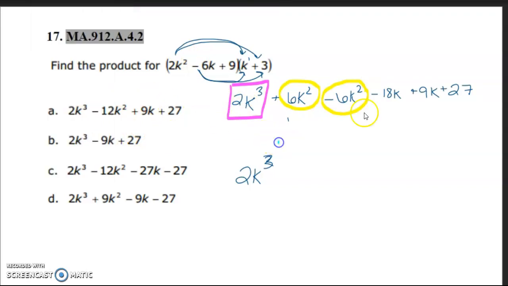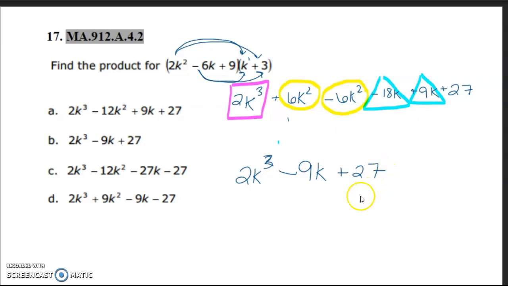So let's get another color. So we have this 18k and 9k, they are like terms. So negative 18 plus 9 is negative 9k, and then this plus 27. Another test-taking strategy, if you're pretty confident that 9 times 3 was positive 27, then you could have eliminated C and D as well. So just kind of having an idea, but the final answer here is B.